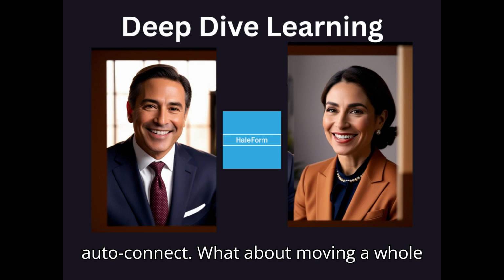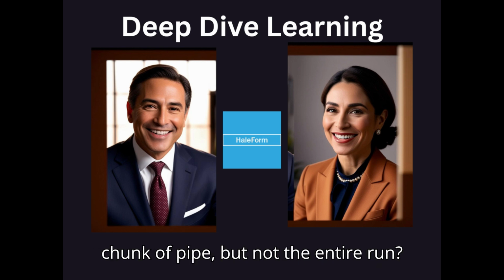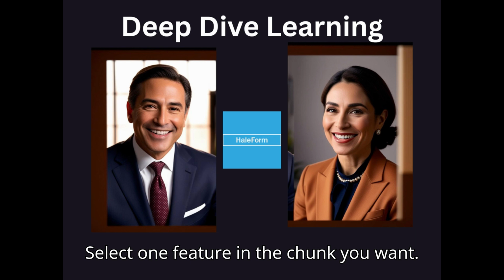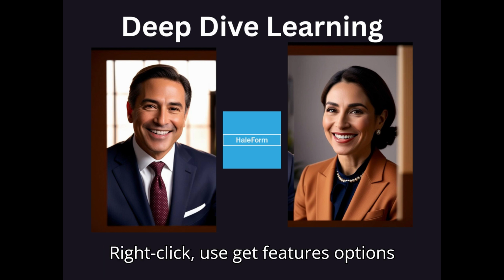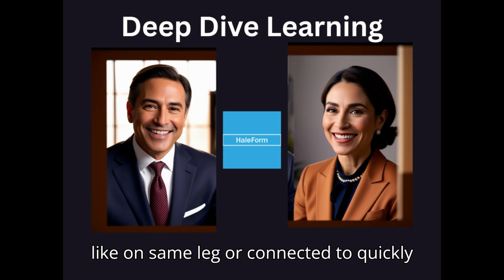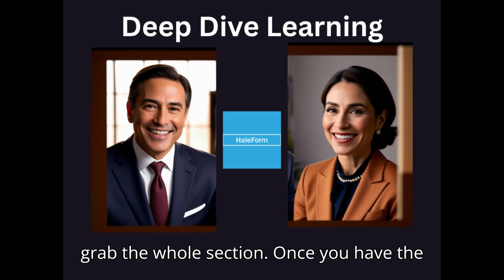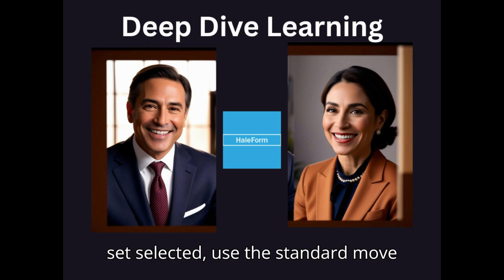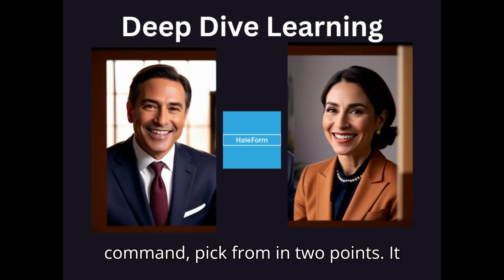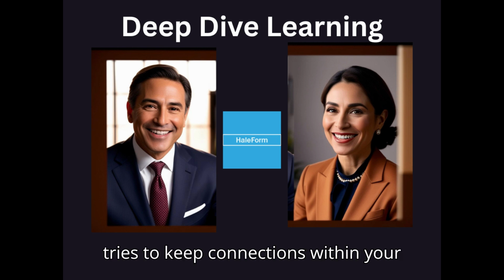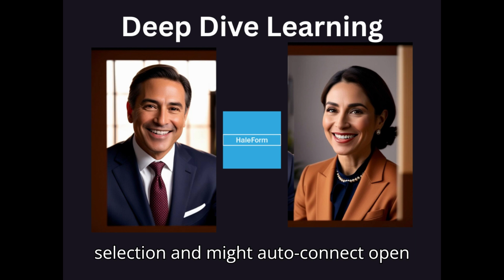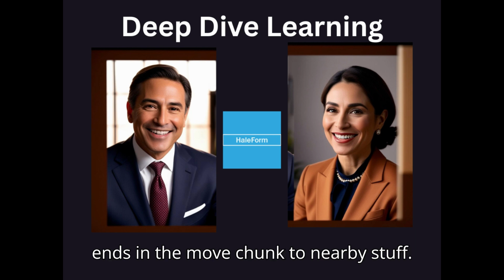What about moving a whole chunk of pipe, but not the entire run? Select one feature in the chunk you want. Right-click, use Get Features options like on same leg or connected to quickly grab the whole section. Once you have the set selected, use the standard Move command, pick from and to points. It tries to keep connections within your selection and might auto-connect open ends in the moved chunk to nearby stuff.